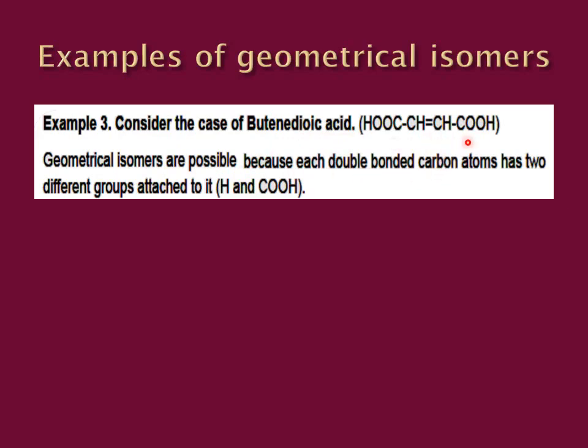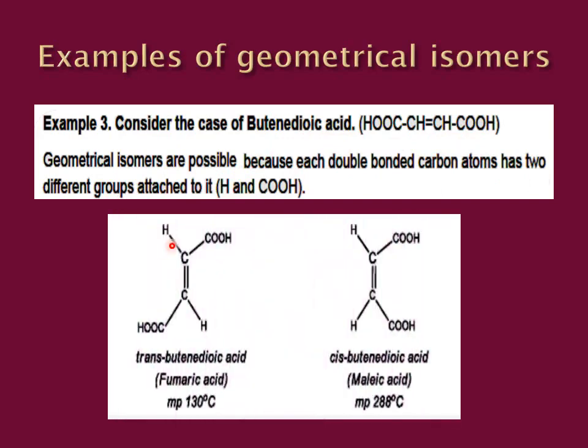As you can see across the double bond, the two identical groups are present on the opposite sides of this double bond. Whereas in cis-butane dioic acid, the two identical groups are present on the same side. The trans-butane dioic acid is called fumaric acid and cis-butane dioic acid is called malic acid. You can see the difference in the physical properties. The melting point of fumaric acid is 130 degrees Celsius, whereas that of malic acid is 288 degrees Celsius.